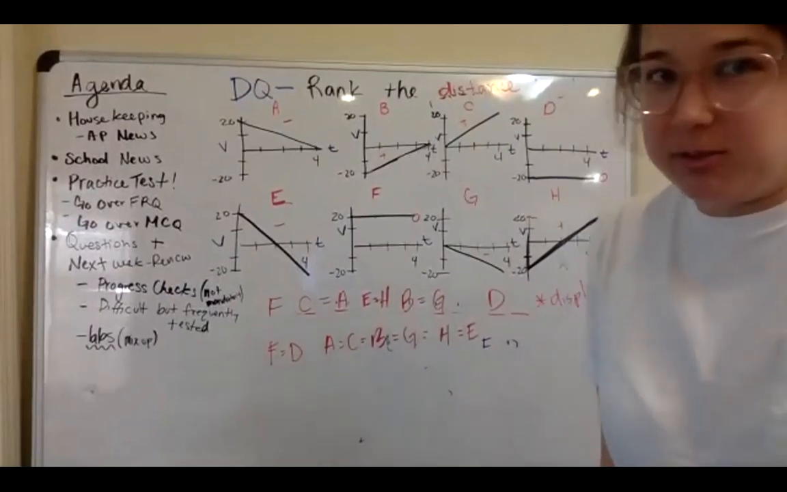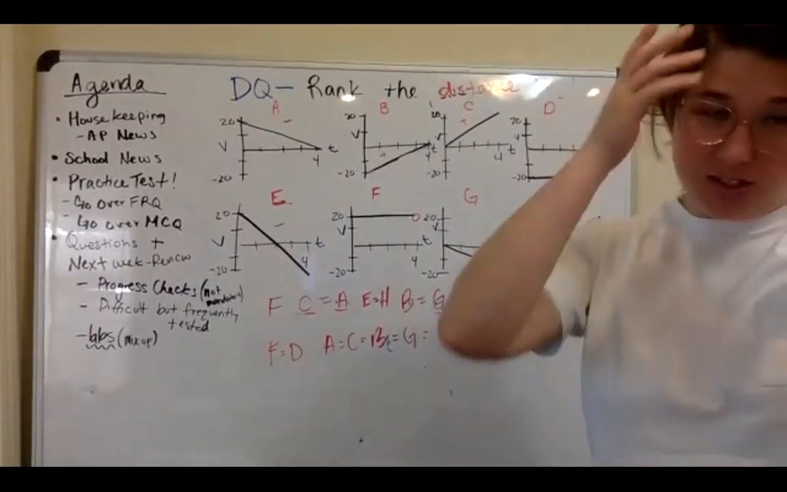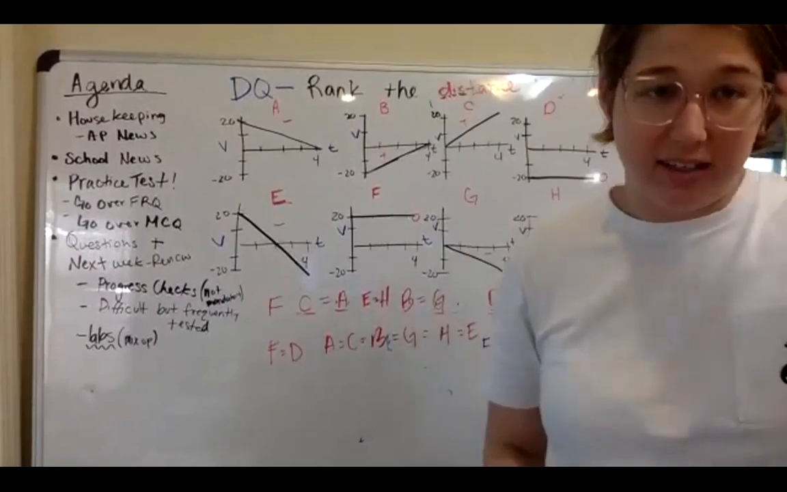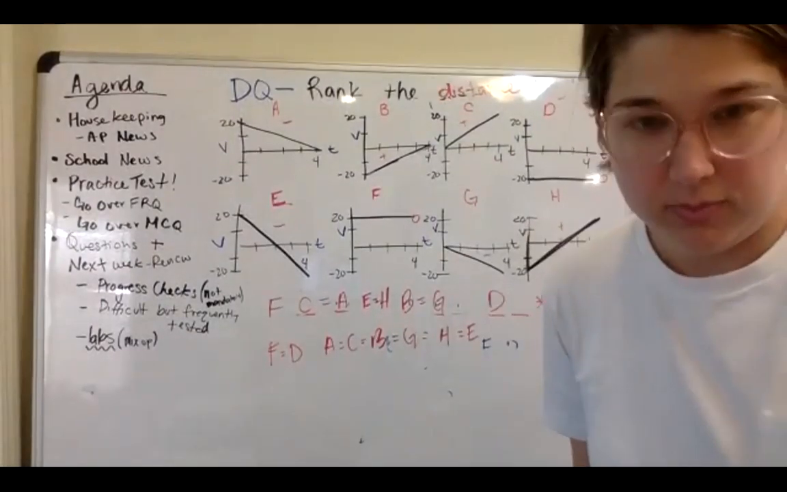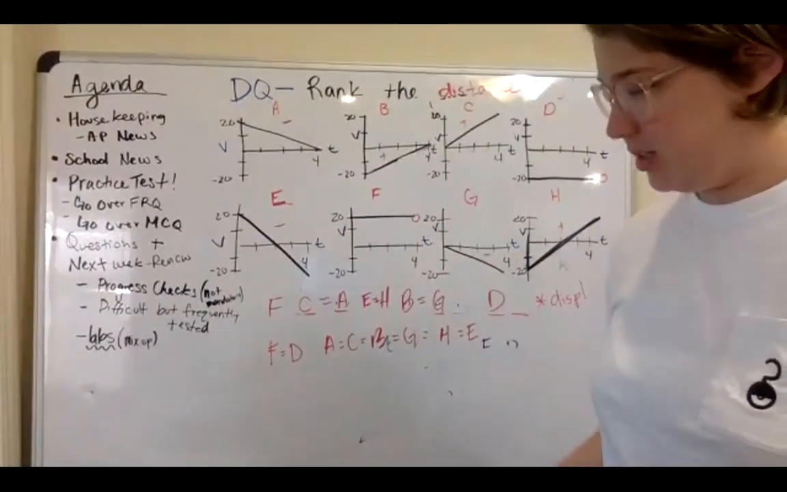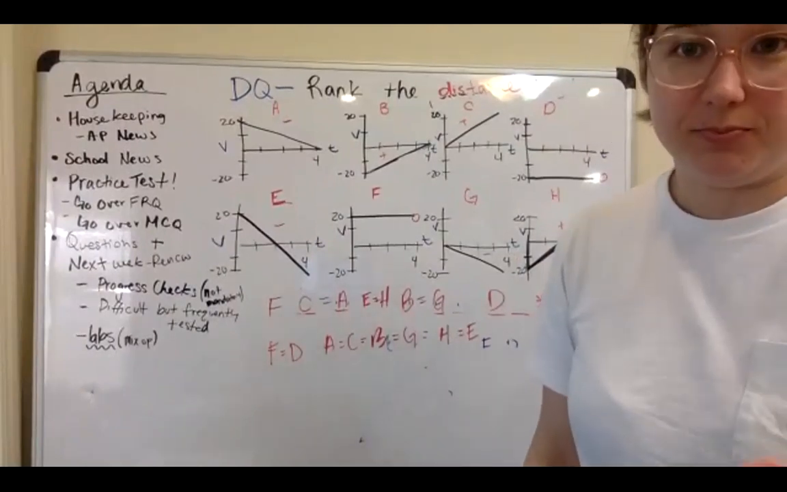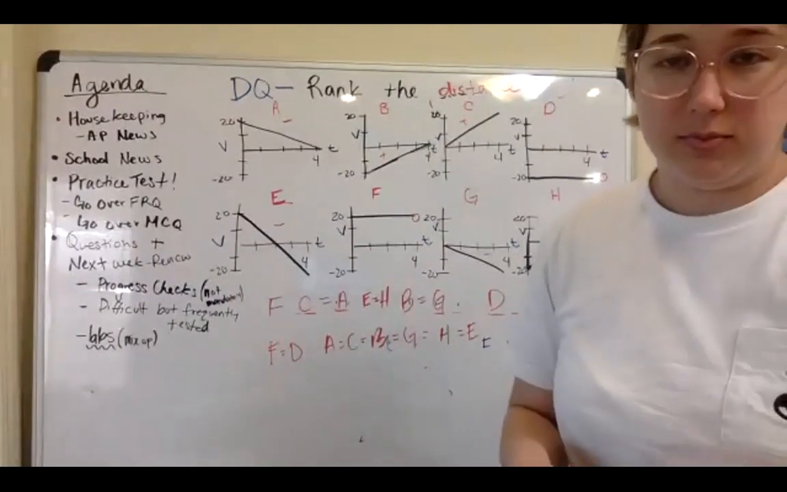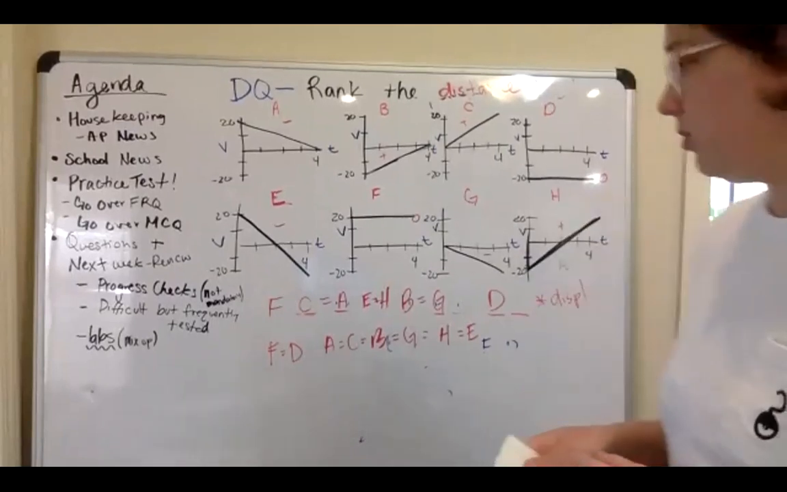But overall, how do we feel about kinematics graphs? Because those in some way tend to come up. Kind of good. Okay. Sorry, you said G is equal to H?